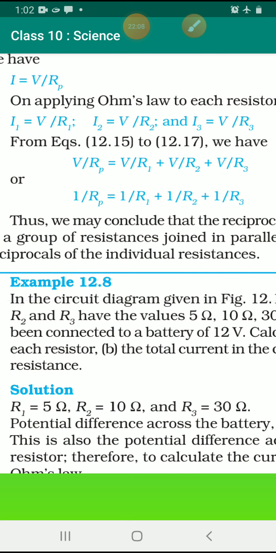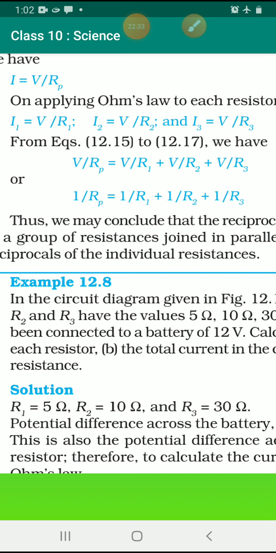But as far as parallel is concerned, suppose just imagine that three resistors are given in parallel. In the circuit diagram, it is given that three resistors are in parallel. The first resistor is 3 ohm, the second resistor is 6 ohm, the third resistor is 9 ohm. So in that case, what we do is according to the formula 1 by Rp.